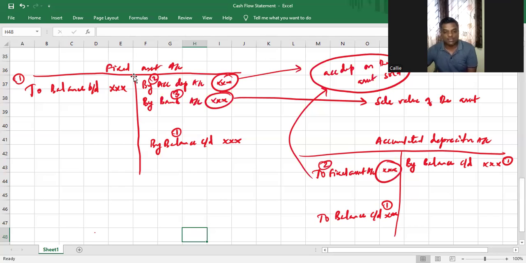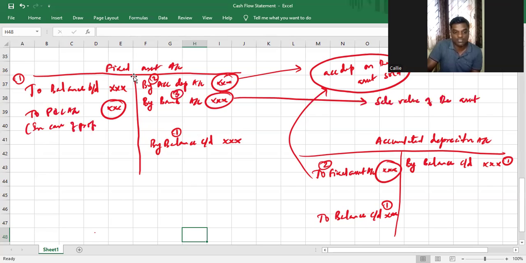Okay. After you write the sale value of the asset on the fixed asset account, you might have a profit or loss on the sale. If there is profit on the sale of the asset, you'll write it on the debit side as to P&L account. If there is loss, you will write by P&L account. It's needless to say that only one of these two things will form part of the ledger. This is the fourth thing I want you to do.